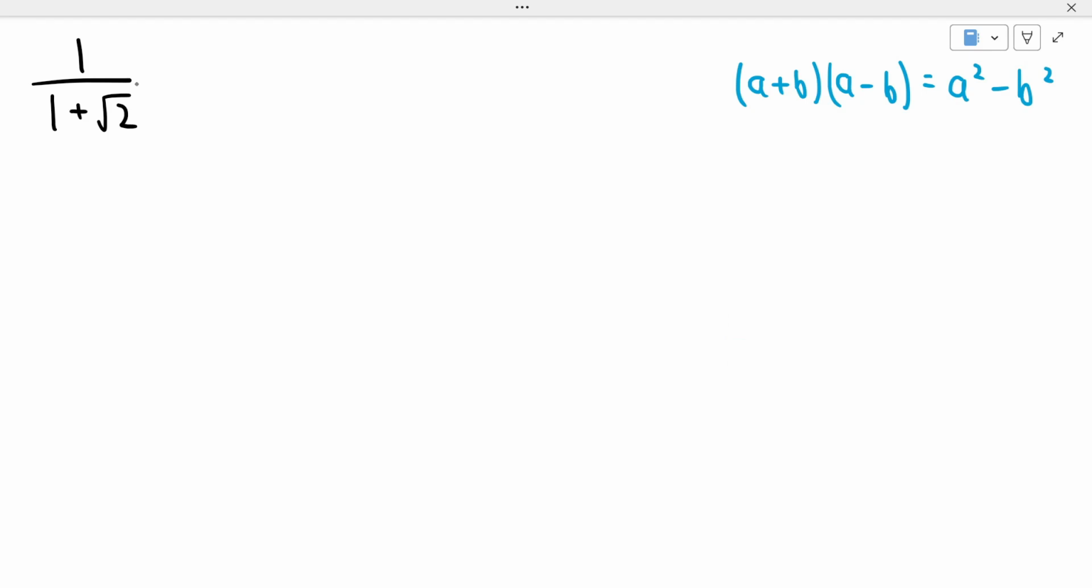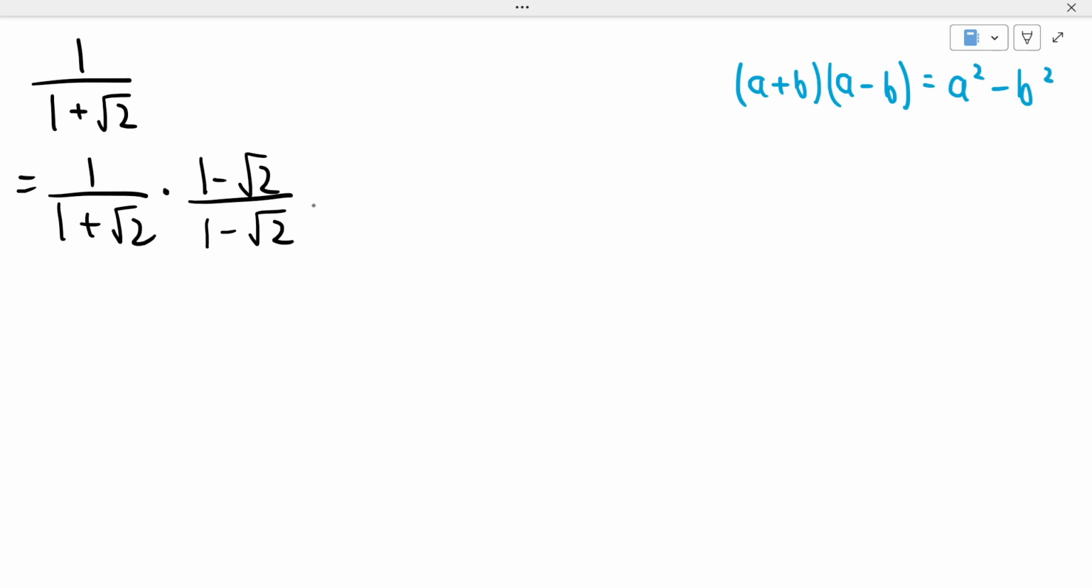The conjugate of an expression with two terms is a new expression where the first term stays the same, but the sign of the second term is changed. So the conjugate of 1 plus the square root of 2 is just 1 minus the square root of 2. So this means we need to multiply the entire fraction throughout by 1 minus the square root of 2 over 1 minus the square root of 2. Notice how the first term, which is 1, stays the same, and the second term just has a sign change, so square root of 2 becomes negative square root of 2.